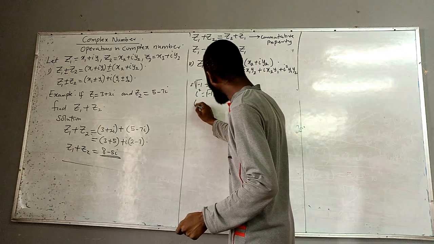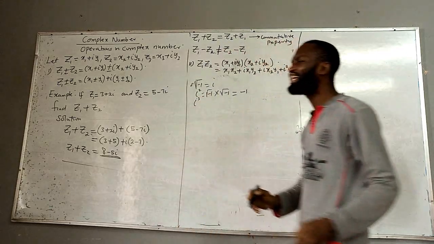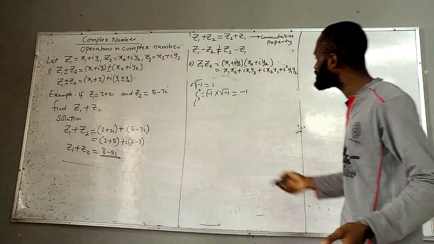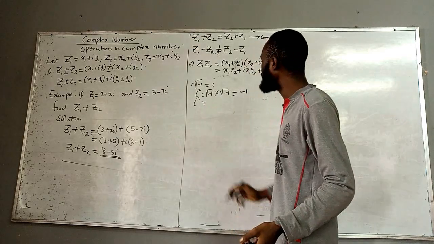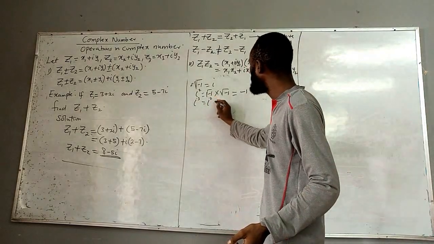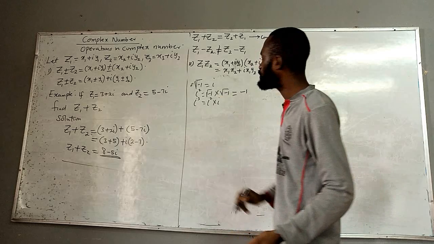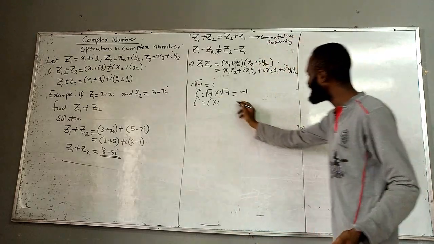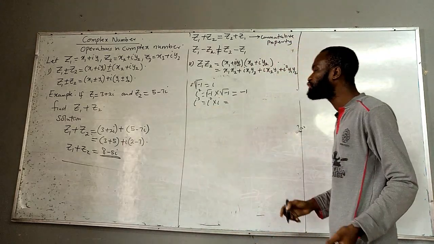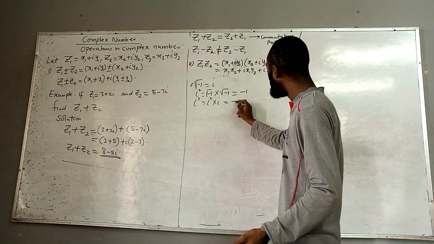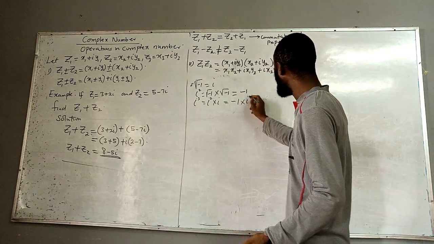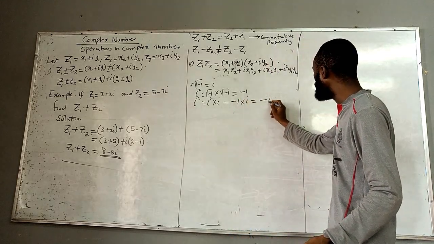Also, i raised to power 3. If I want to get i raised to power 3, still follow the same logic. I can split this i raised to power 3 as what? i squared times i. From the law of indices, I can split that. Then at the end of the day, since I know my i squared to be minus 1, I can say minus 1 times i. At the end of the day, I have minus i.